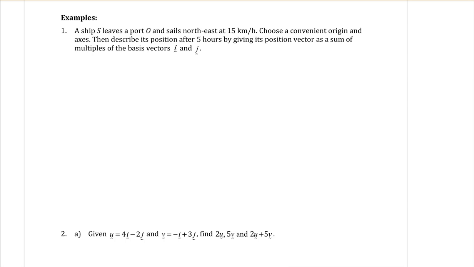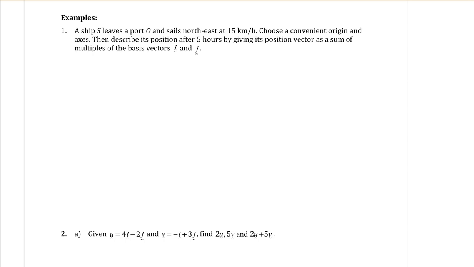A ship S leaves a port O and sails northeast at 15 kilometers per hour. Choose a convenient origin and axis, then describe its position after 5 hours by giving its position vector as a sum of multiples of the base vectors i and j. They like to put all those words in there. It makes it sound super complicated, doesn't it?